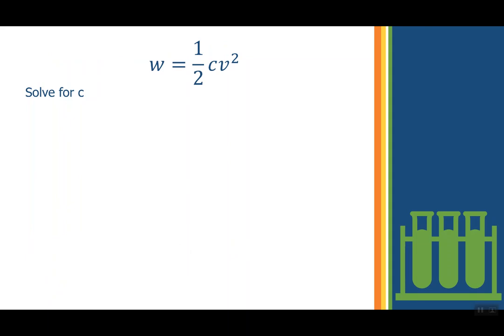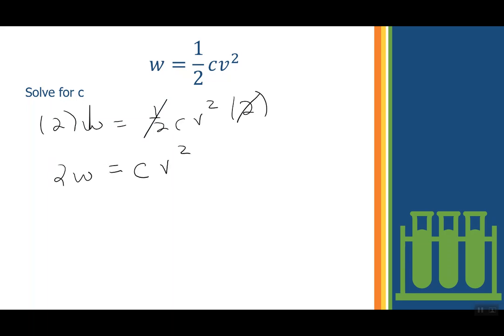Here I have W is 1/2 cv squared, and I'm asked to solve for c. Once again, I have a fraction. I have 1/2 cv squared, and by now you're starting to see that anytime I have a fraction, I try to get rid of it by flipping it over. So multiply both sides by 2 to clear the 1/2. Now I have 2W is equal to cv squared. I'm trying to get the c by itself. I need to divide by v squared. Now 2W over v squared is equal to c.